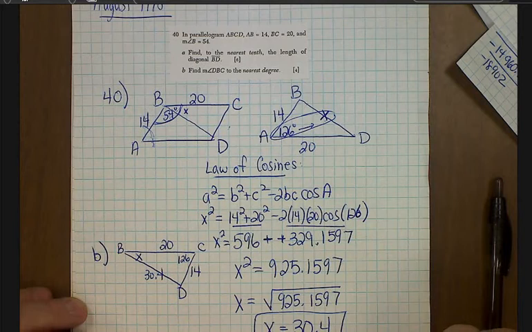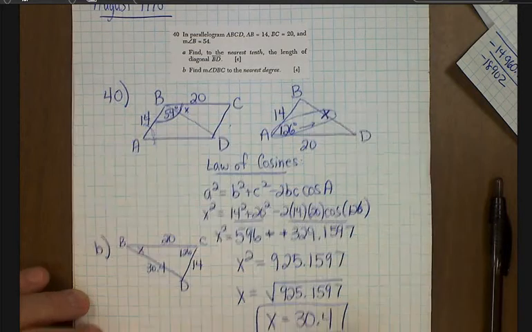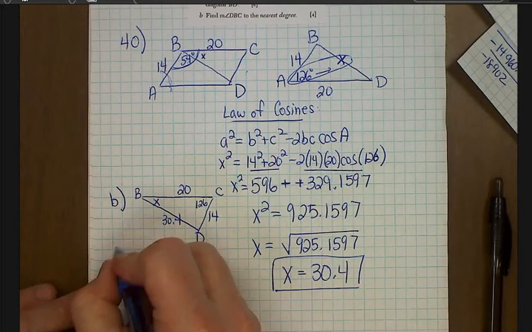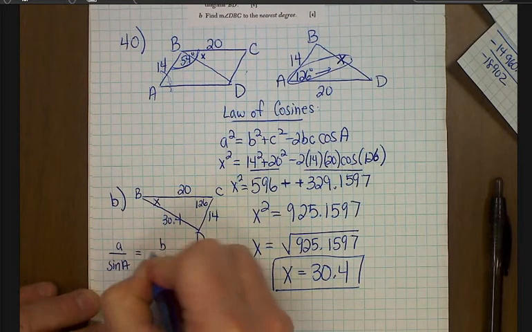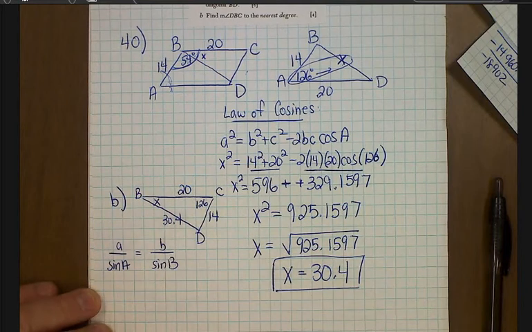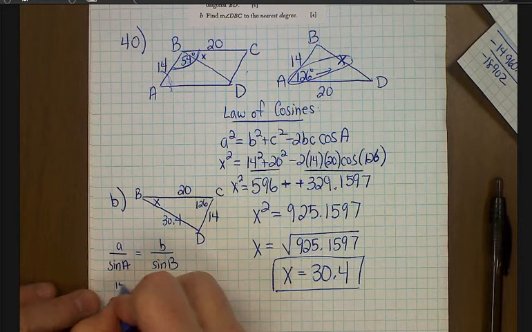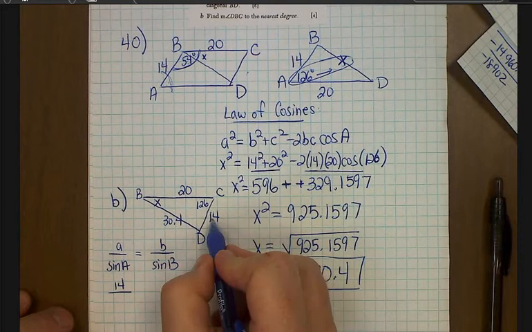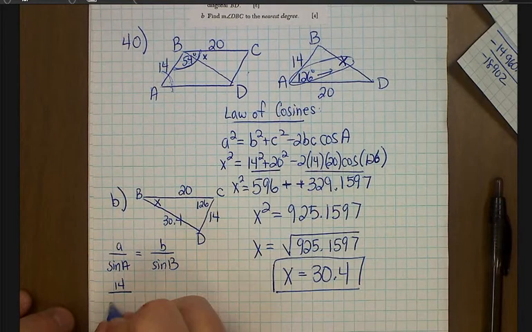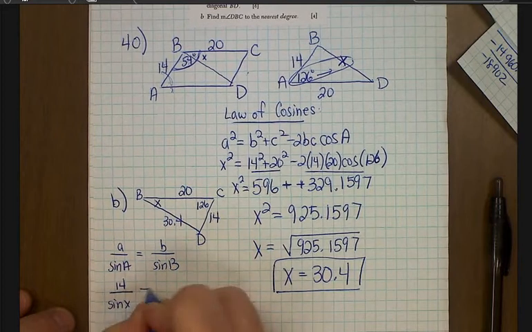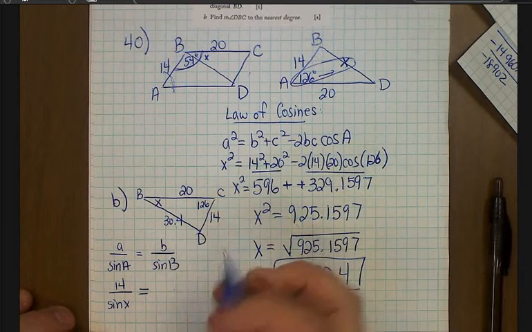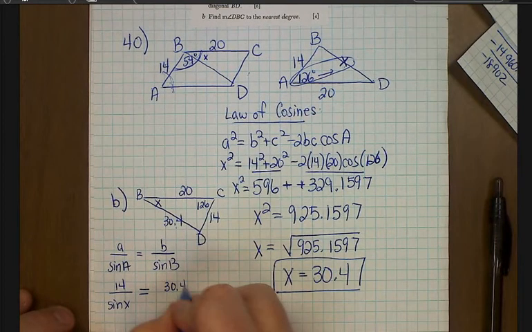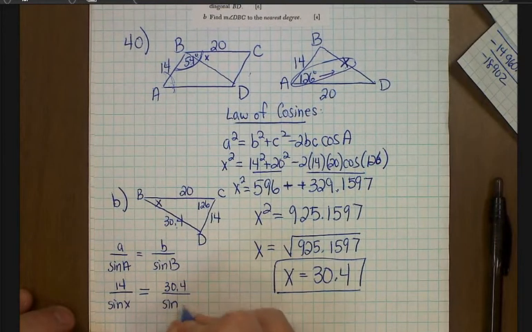Even though I could do law of cosines, I'm going to do law of sines. So let's see. I take the formula a over sine A is equal to b over sine B, just because I think we need practice with this. The way law of sines works is if you take the side opposite, 14, and put it over the sine of the angle, well, that's the angle I'm looking for, x, is equal to the side we found, which is 30.4, over the sine of the angle opposite.